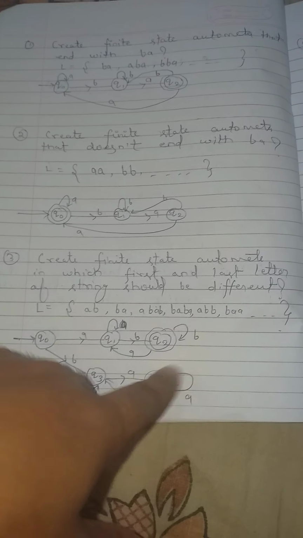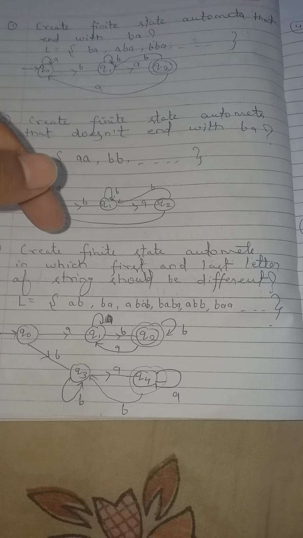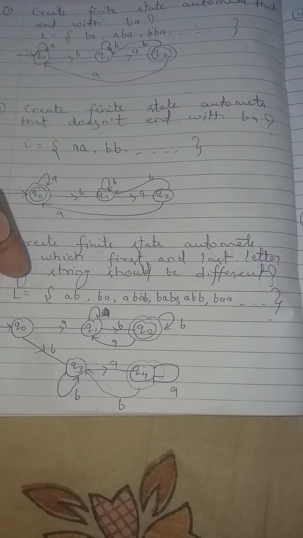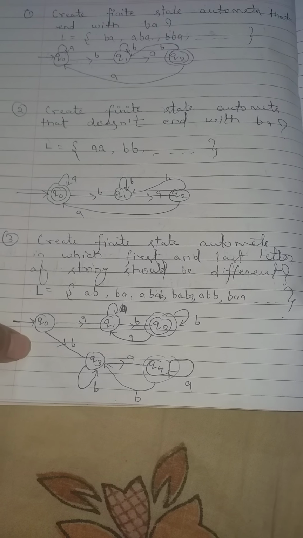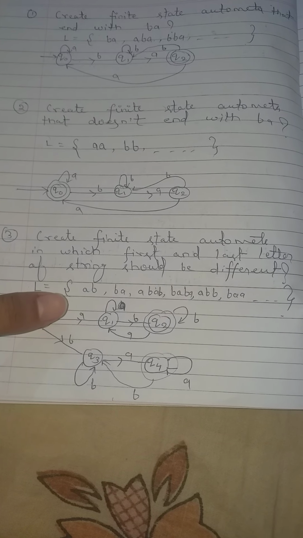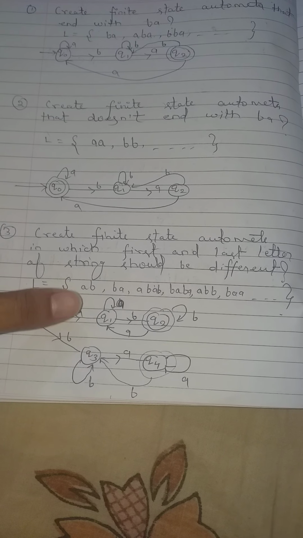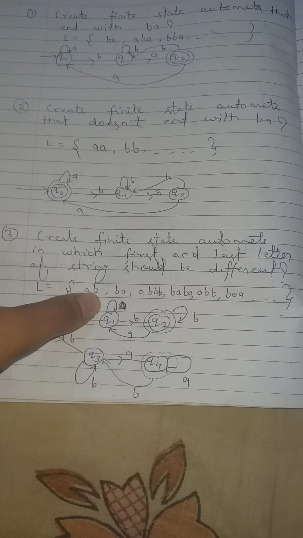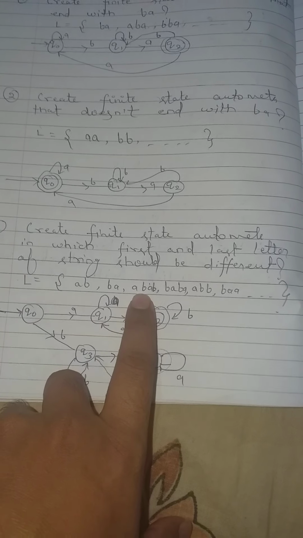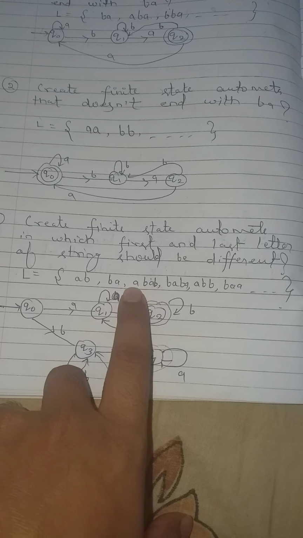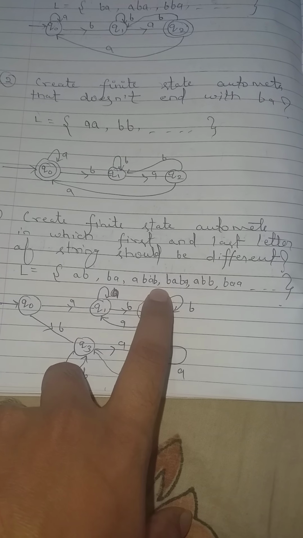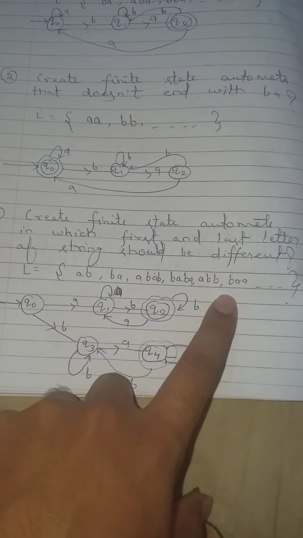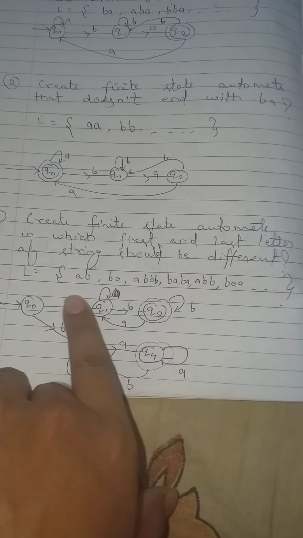Similarly, in question number 3 you can see: create a finite state automata in which the first and last letter of a string should be different. The minimum strings are AB and BA. First and last should be different. So the minimum is AB, BA, because if the first is A then the last is B, and if the first is B then the last should be A. So these are the strings accepted by this language.